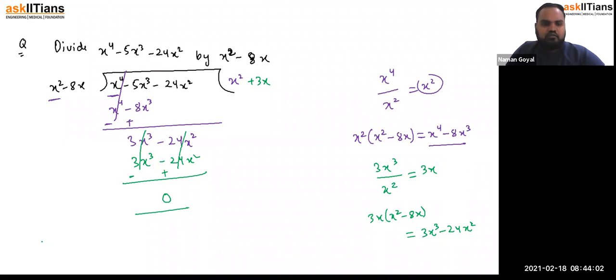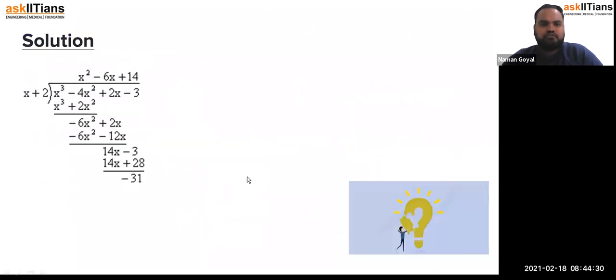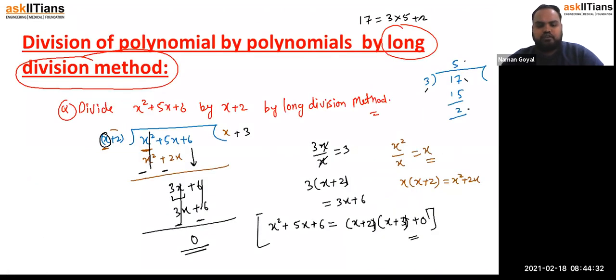So we can write down x raised to power 4 minus 5x cube minus 24x square as x square minus 8x into x square plus 3x plus 0. Okay. Are you getting my point? Now we move to our original question, which is given in the question. So we learn about the long division method.